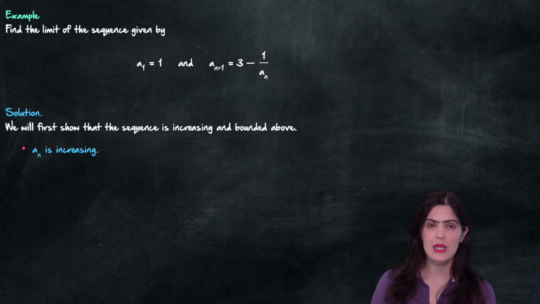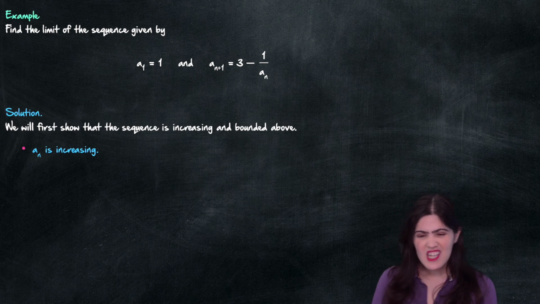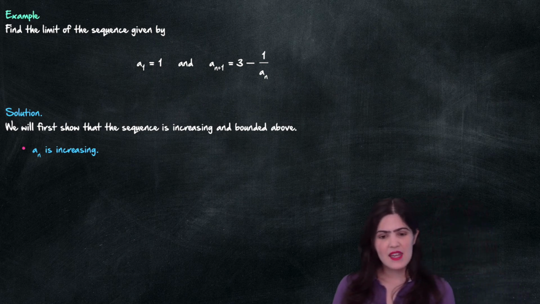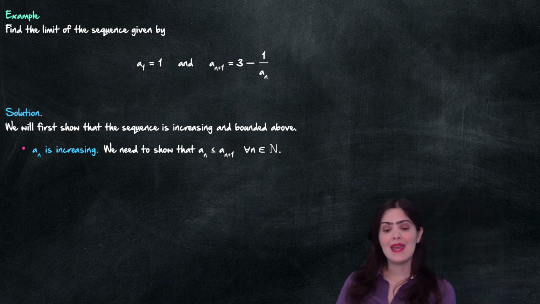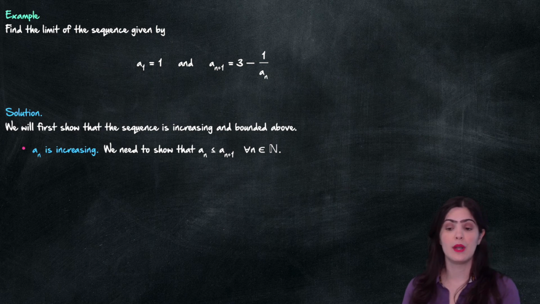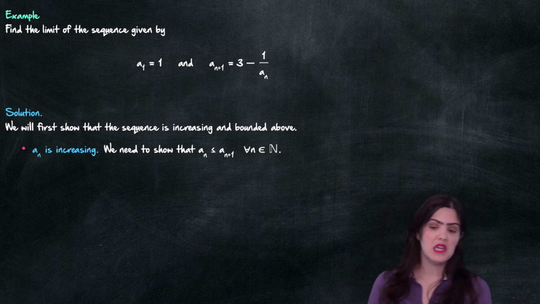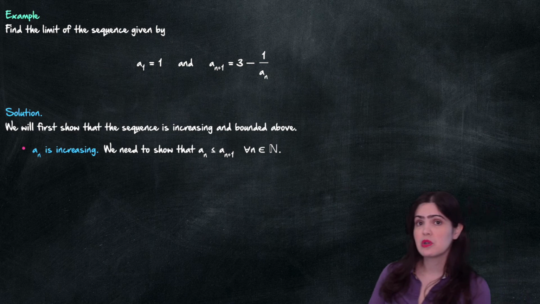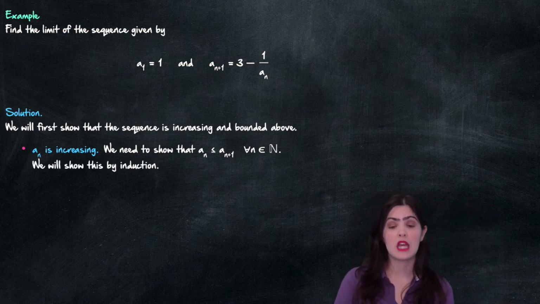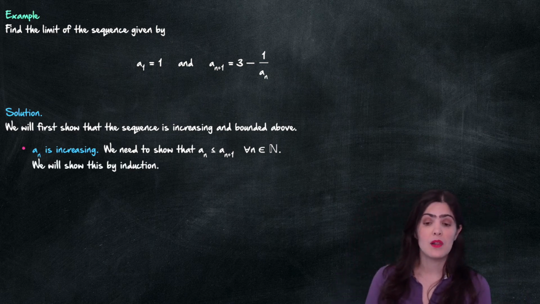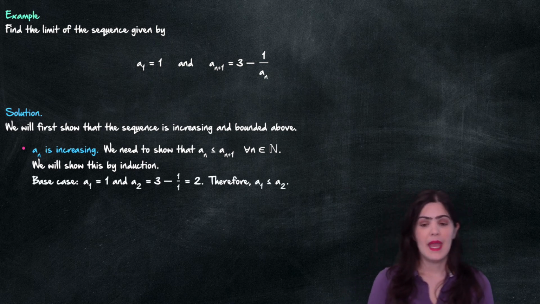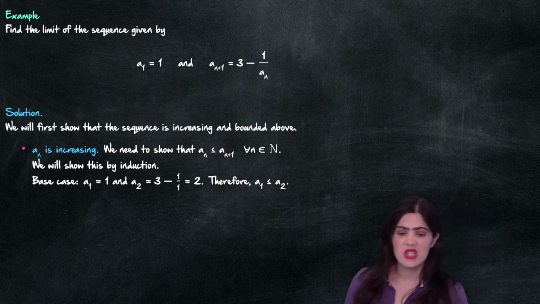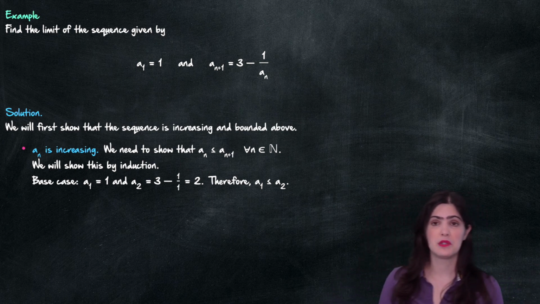Okay. How do I prove that this thing is increasing? Well, we have to show that a_n is less than or equal to a_{n+1} for all n in the natural numbers. It feels to me like induction could be a good strategy, and that's what I'm going to do. We're going to use induction. So what is the base case? Well, we need to show that a1 is less than or equal to a2. Well, a1 is equal to 1 and a2 is equal to 2. So yeah, a1 is less than or equal to 2.